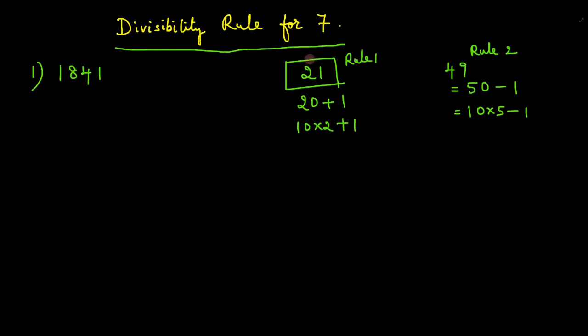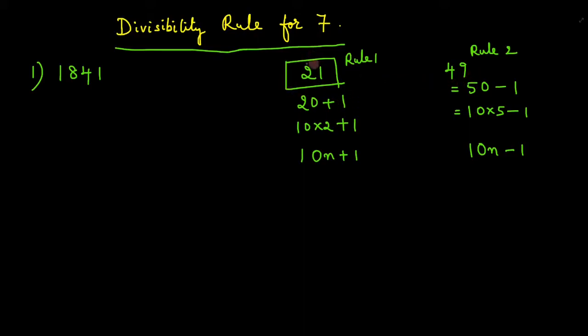So these multiples are in the form 10n plus 1 or 10n minus 1. We can choose either a multiple in the form 10n plus 1, where n is a whole number, or a multiple in the form 10n minus 1, where n is a whole number. For 7, we get the multiple 21 and the multiple 49. Based on 21, we can prepare one rule. Based on 49, we can prepare another rule.